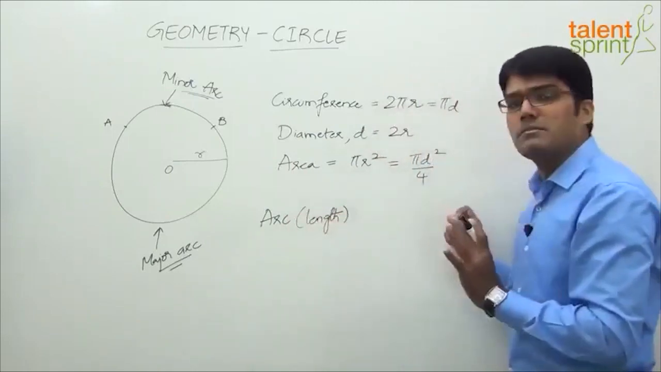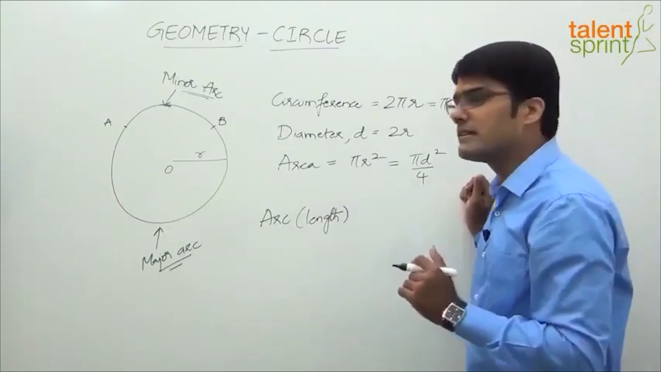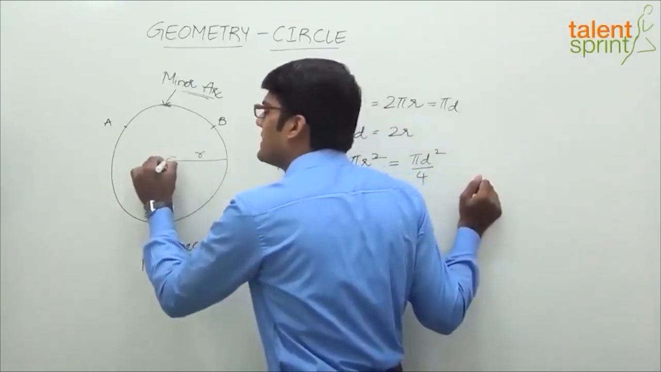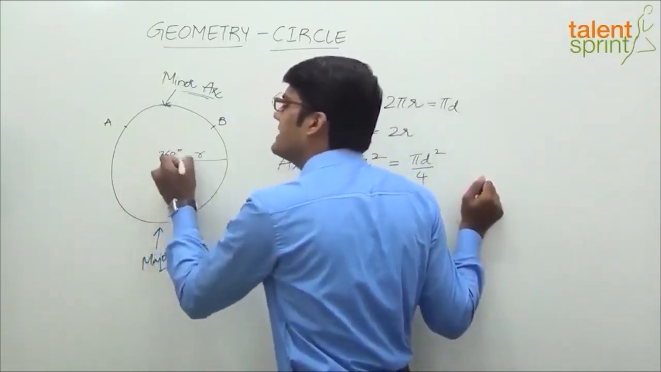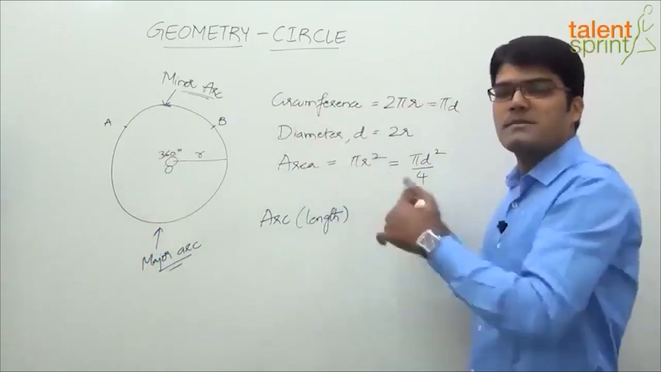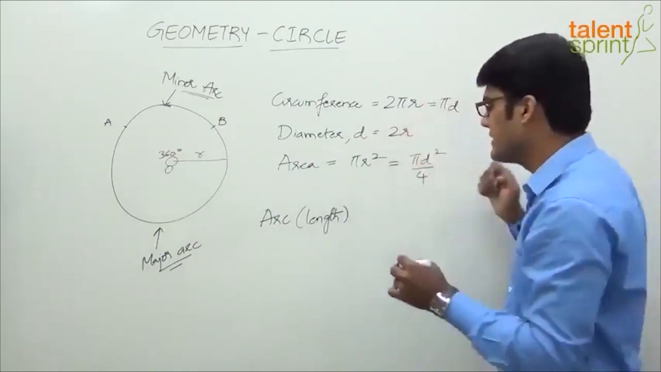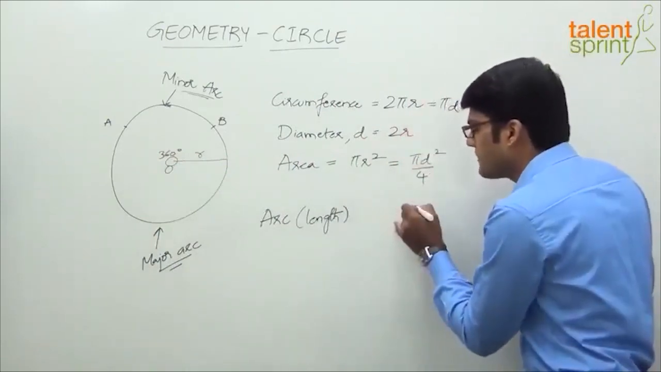See, it is very simple. Based on the concept of proportionality, you can find out the length of an arc. We know that the total angle in a circle is 360 degrees, right? Now, the complete circumference is with respect to 360 degrees. Are you able to follow? The circumference 2 pi r is for 360 degrees.